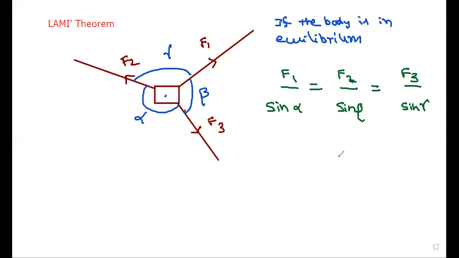And if the resultant force acting on that is 0, then in that condition you can write the first force by sine of angle between the other two forces equal to the second force by sine of angle between the other two forces, and the third force by sine of angle between the other two forces. So this condition is satisfied in this particular given case only, and this is called Lami's theorem.